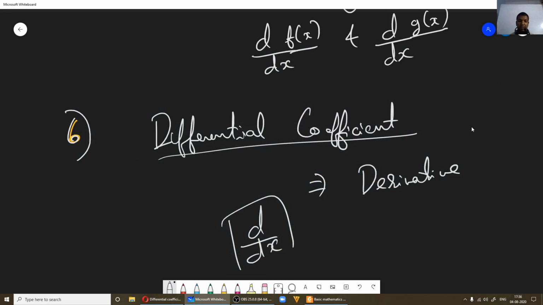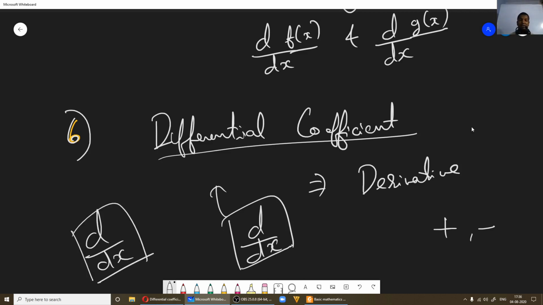Coming to this d by dx, as I told you, it is called the differential coefficient. Now this was actually the old way of describing the derivative. Nowadays differential coefficient is what we call the derivative. Coefficient usually refers to a constant value, but d by dx of some function, see, d by dx simply doesn't have any meaning, just like a plus symbol or a minus symbol, right? It is just an operator, you have to use it on some function so that you get some result, is it not? So just take it like that, fine.